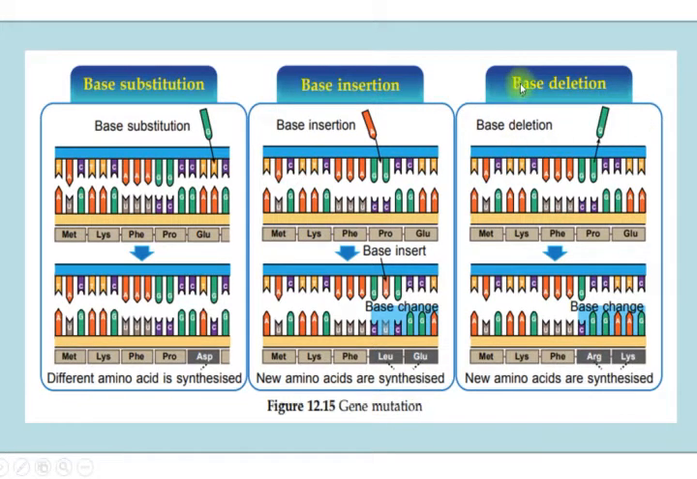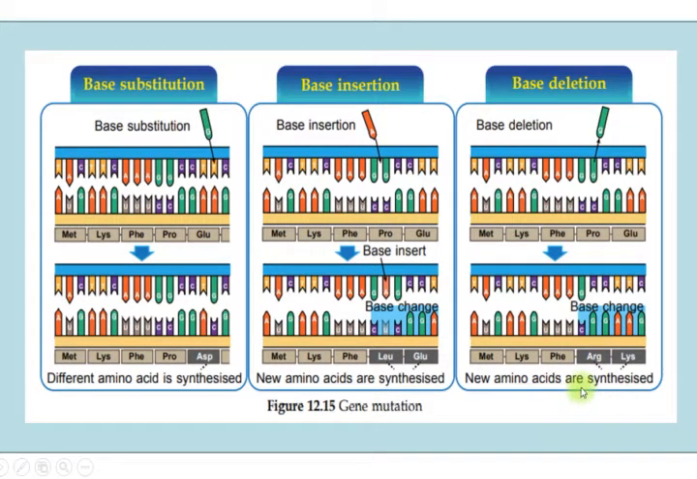Then we go to the third type of gene mutation, which is base deletion. The base is deleted. So what happened here? The G, the guanine base here, is deleted or removed. And then it will produce a new amino acid, because the sequence of the bases is already changed.